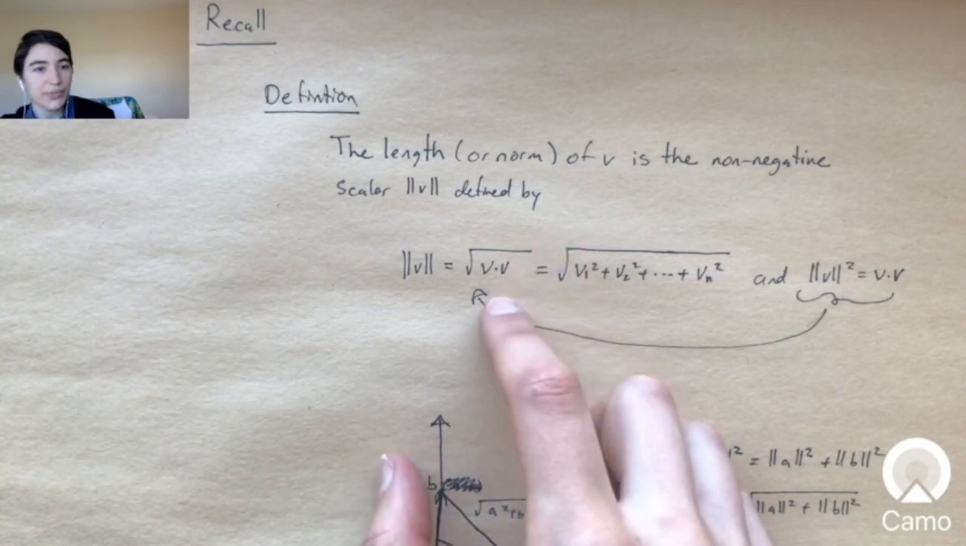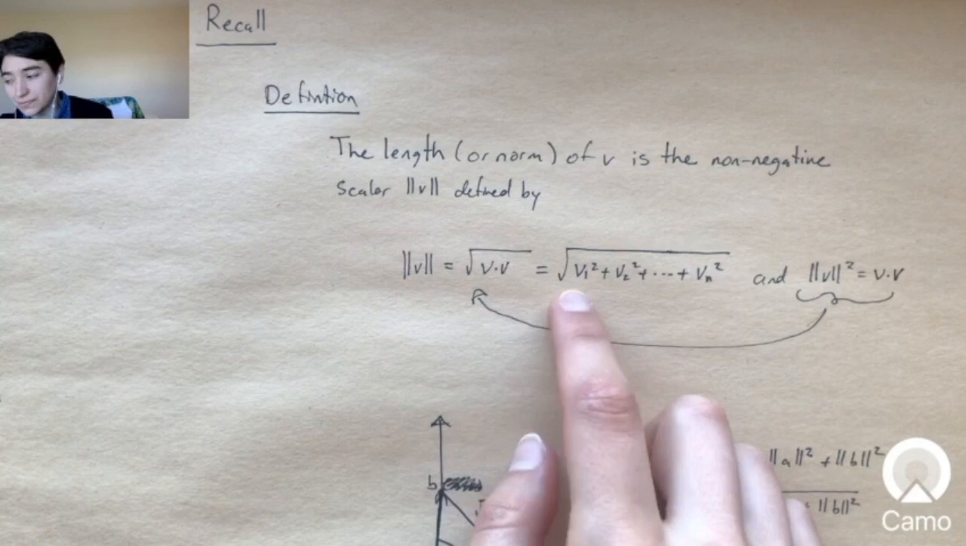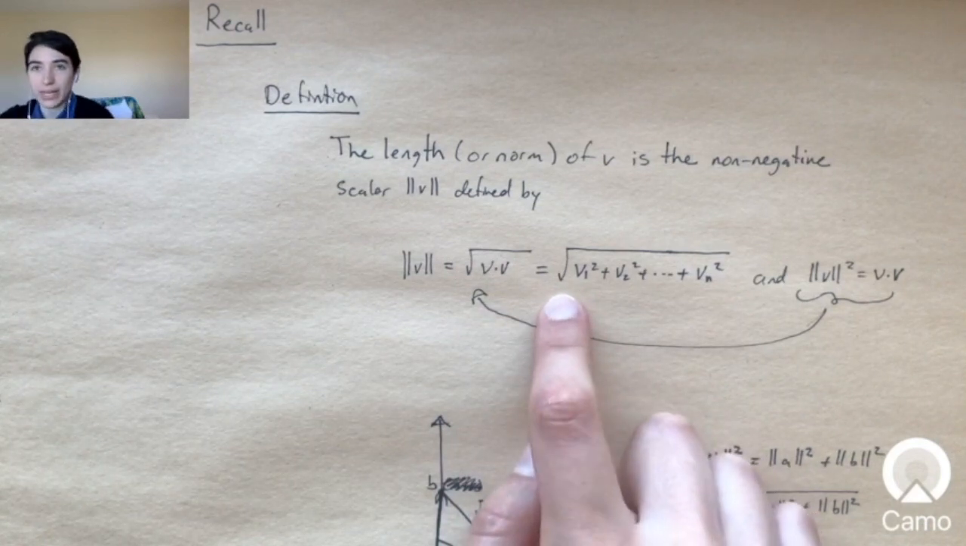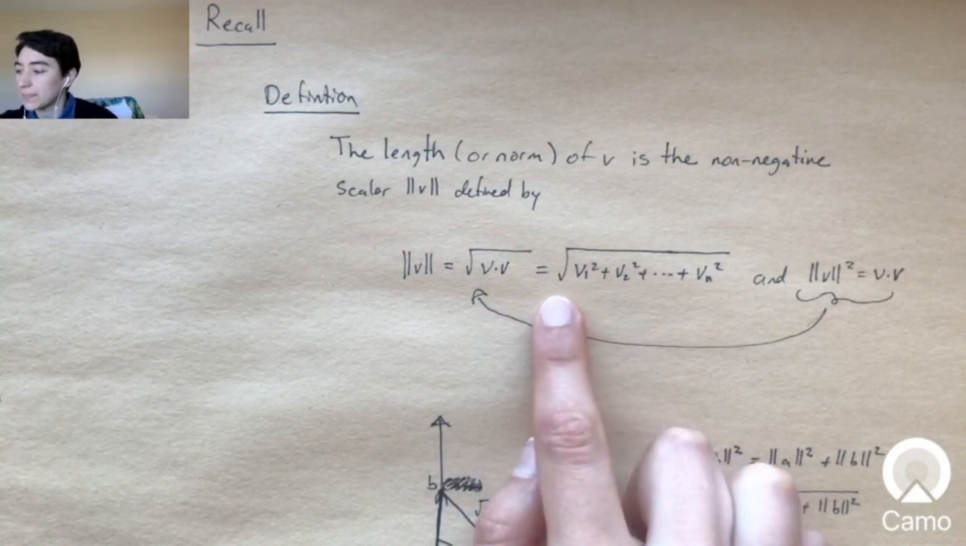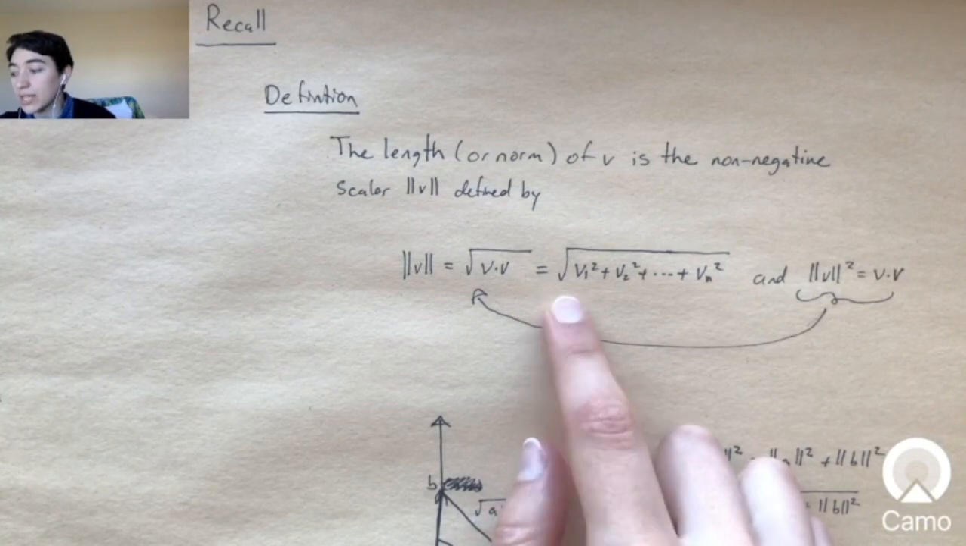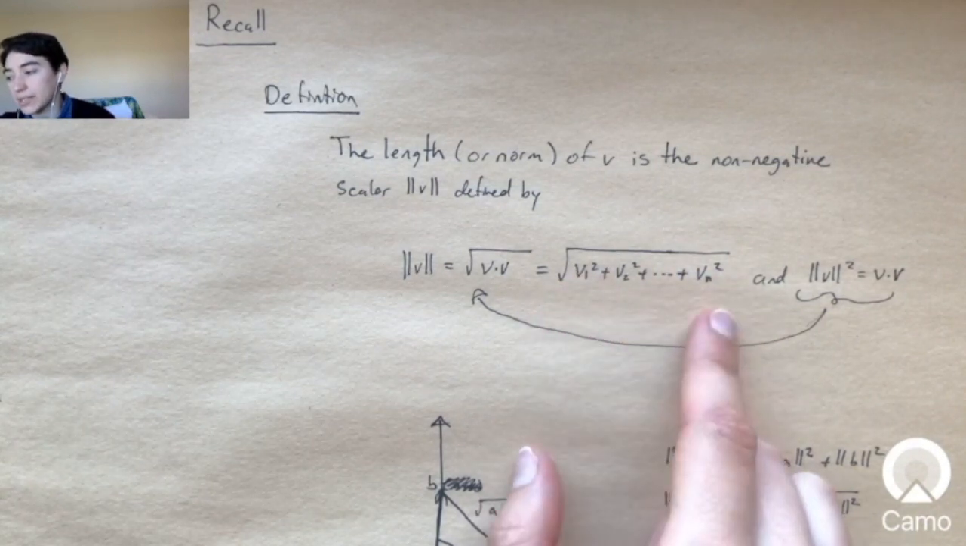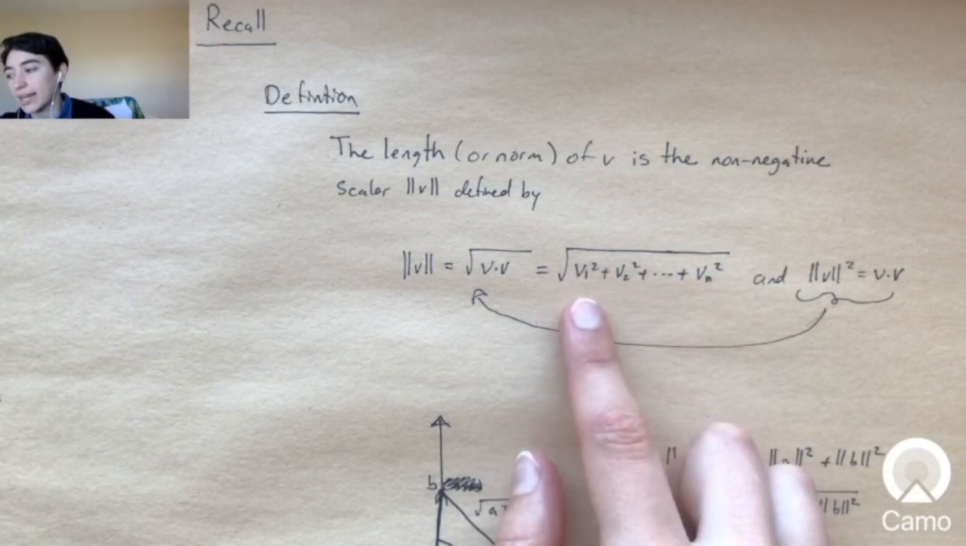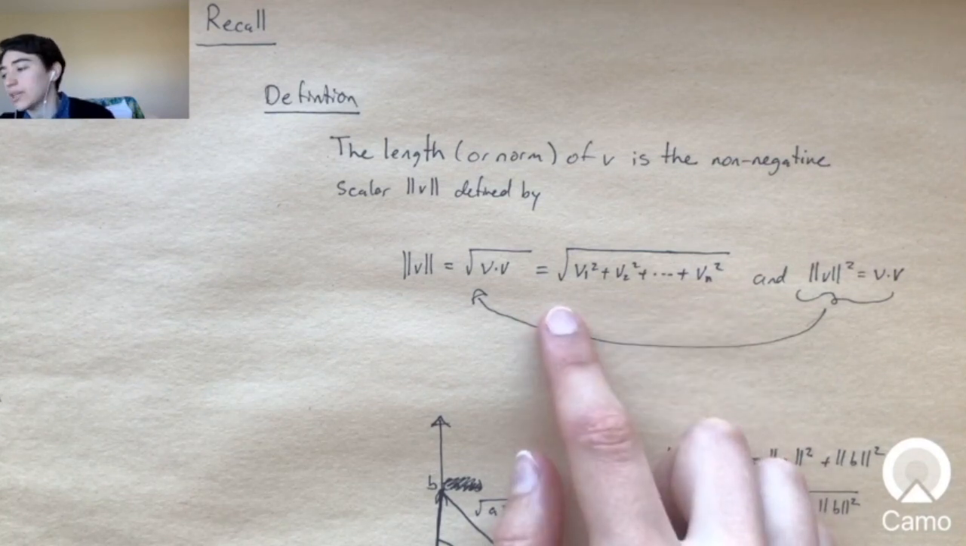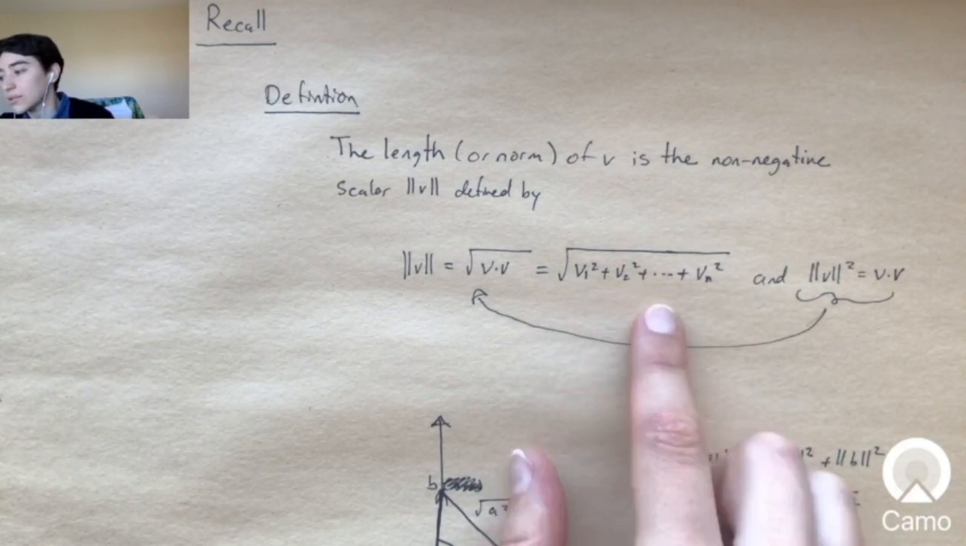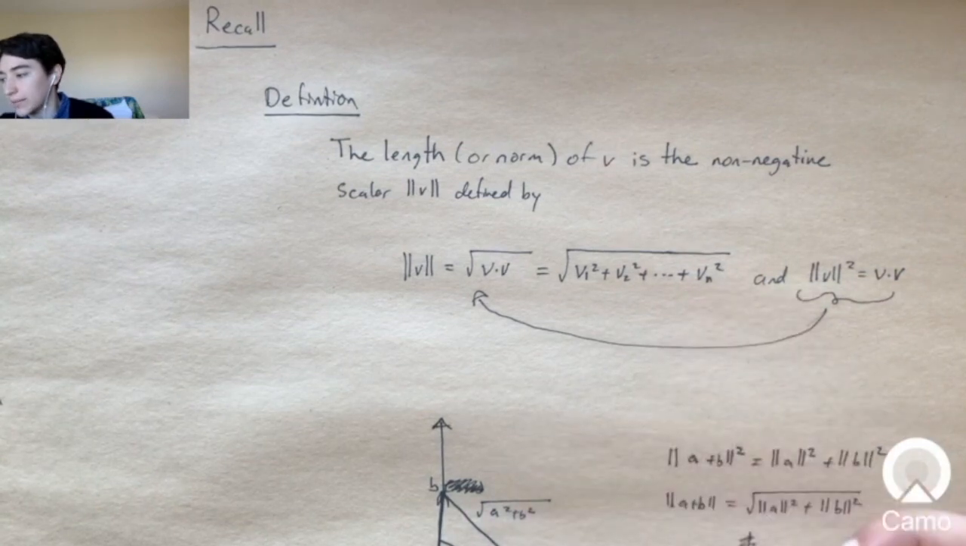That is V times itself, which is V squared essentially, but we don't write it that way. It is equal to the square root of the elements of V squared and then added. So V1 squared plus V2 squared through Vn squared.